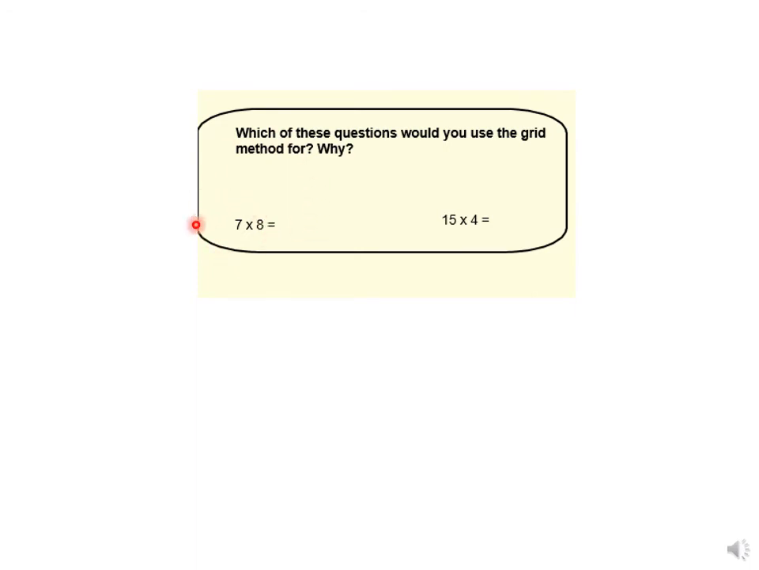Now, in year 3, we haven't really focused on the 7s and 8s. Some of you might have been able to calculate this in your head, but the grid method will be used for 15 times 4. Again, some of you might have been able to do this in your head, but the grid method is the best one to use for 2-digit times 1-digit numbers.